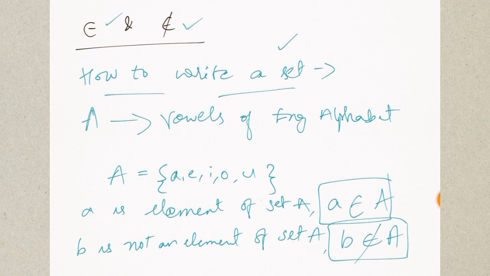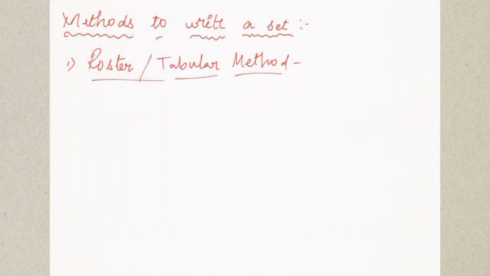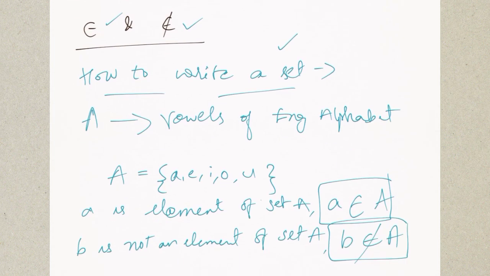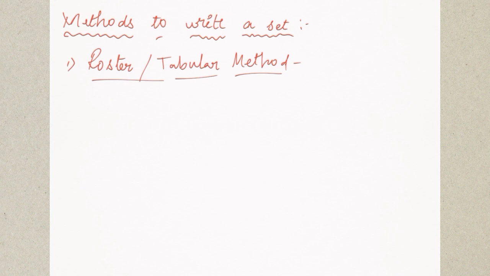Now let's move on to methods to write a set. First we have seen how to write a set, right? Now methods to write a set. Generally there are two methods. The first one is the roster method or tabular method. The second one is the set builder form, or you can call it the property method.